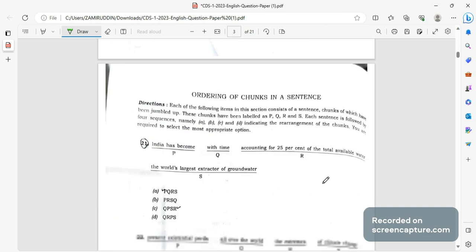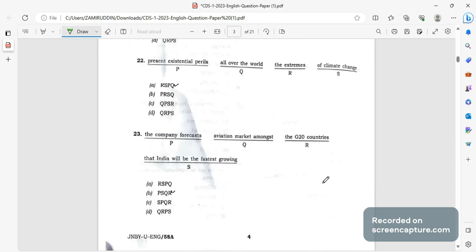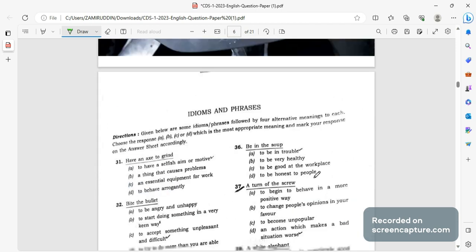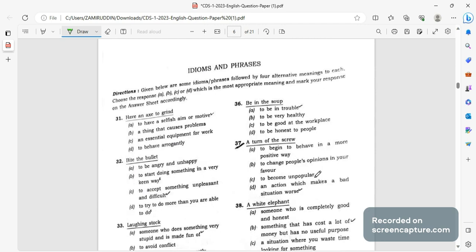Now, ordering of sentences, I'll leave this because you can do it very easily in your exam. I'll directly move on to our idioms and phrases. Idioms and phrases, just be careful that the literal meaning won't be the correct answer for idioms. You try to get into what the phrase is about.